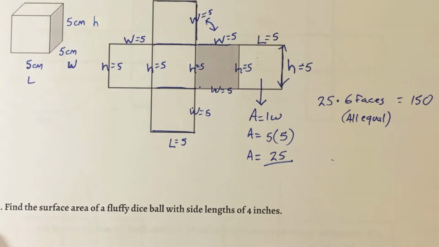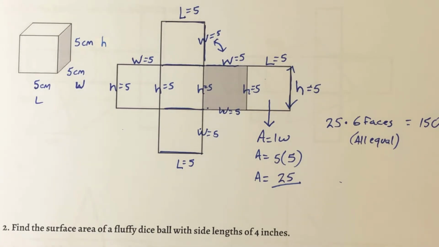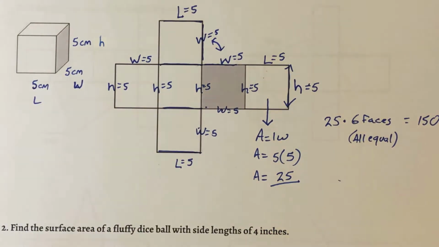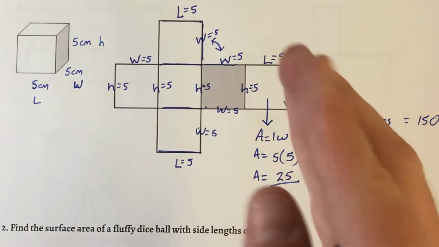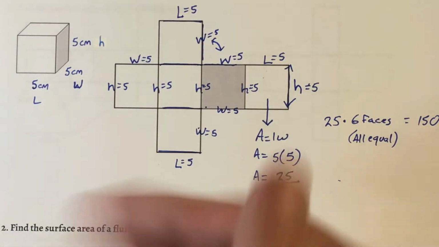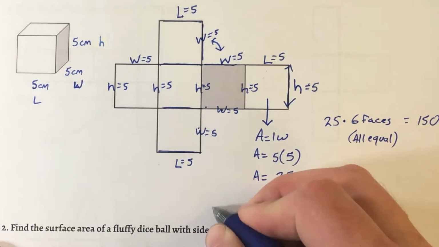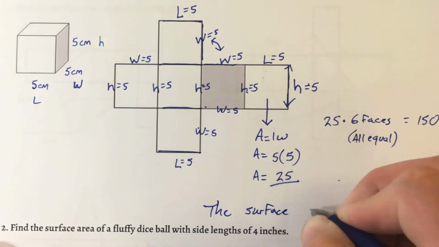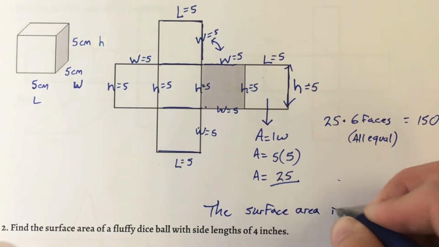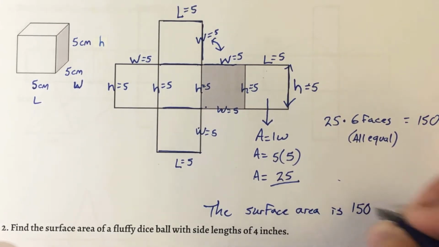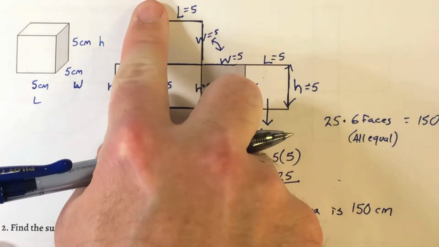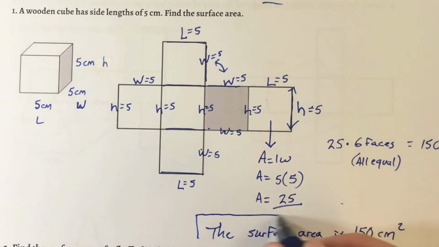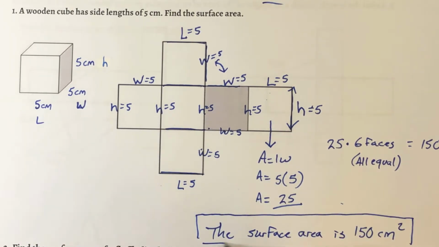So what is 150? 150 represents the area of all 6 surfaces of that cube. The top, bottom, right, left, back, front. So let's answer it. The surface area is 150 centimeters squared. I am finding area, and area is all about how many squares will cover a surface.